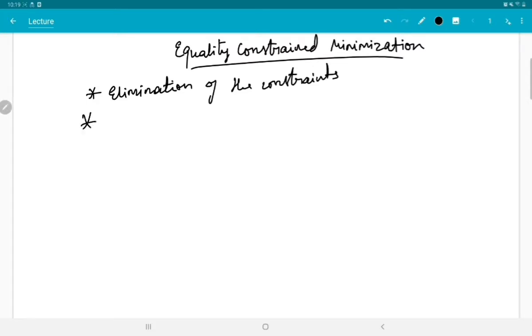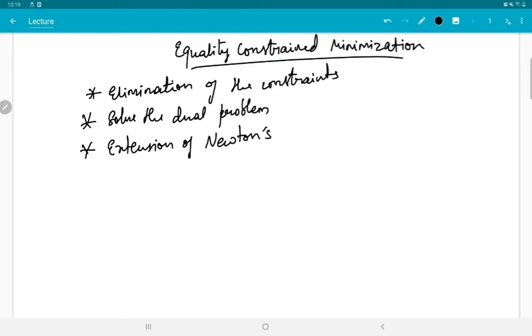or we can solve the dual problem. The dual problem turns out to be an unconstrained problem in some cases. So if we can exploit that, that is one way of doing it. These two are small discussions in this video. The bigger discussion will be the extension of Newton's method for the constrained case.